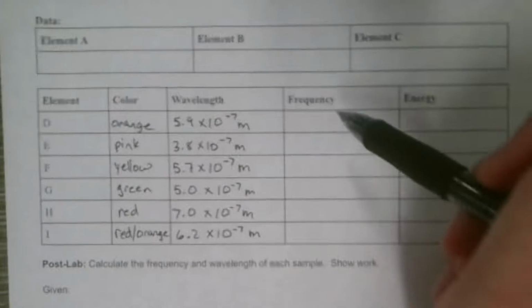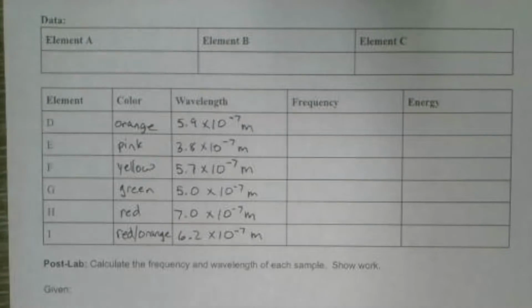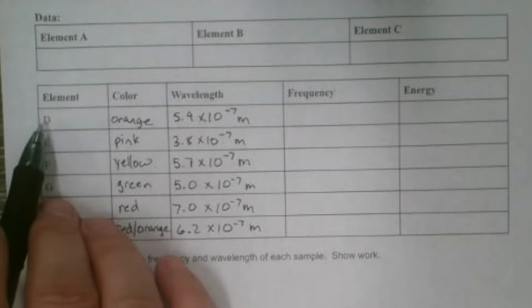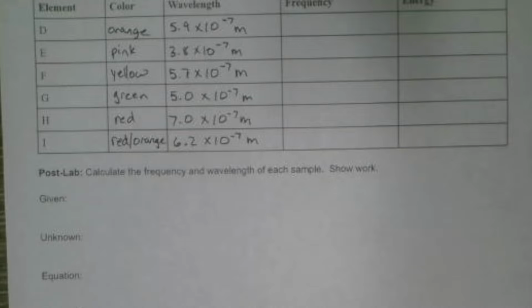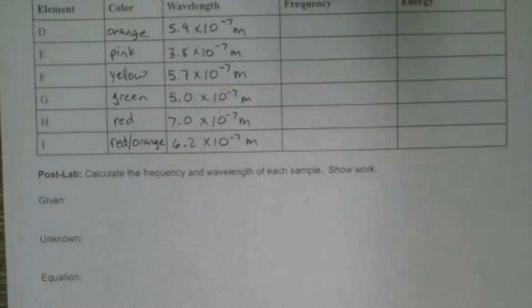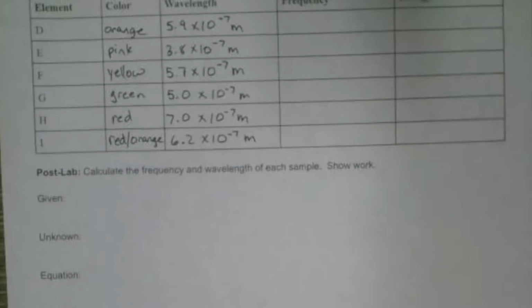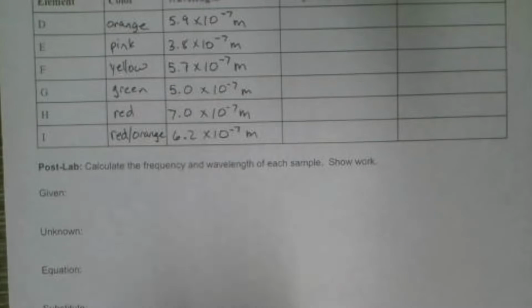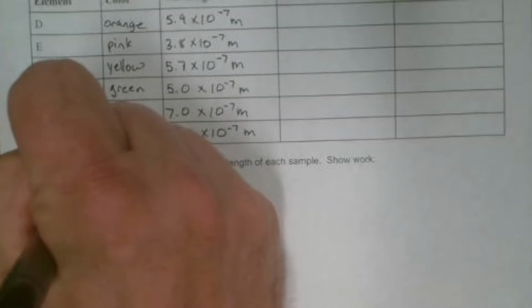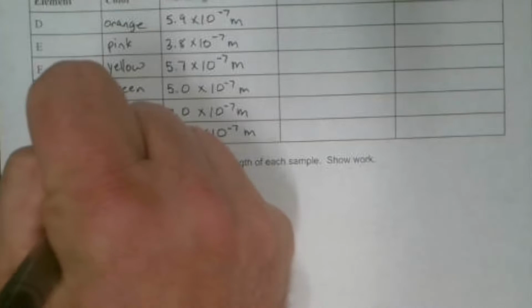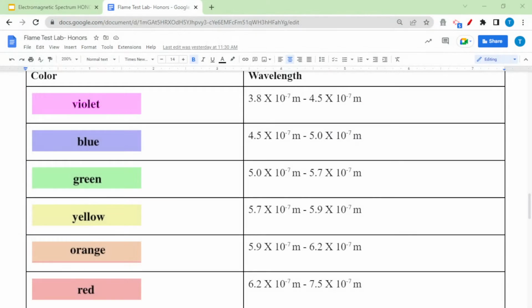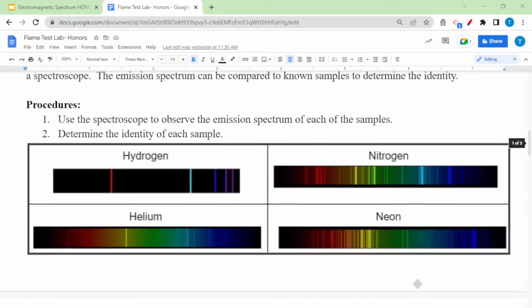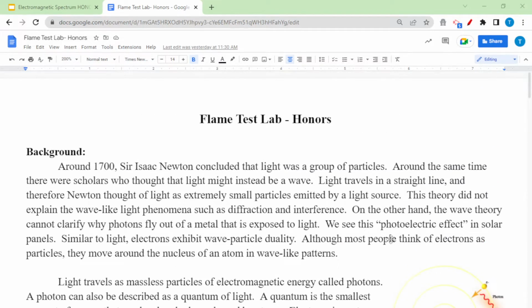So now we have to calculate our frequency and energy. And we'll start off with element D. I'm going to do element D for you, and then I want you to follow maybe not the same exact process, but at least a similar process to do E through I. So for D, first we're going to calculate the frequency. So the frequency of D. Now if you look back at the lab document, you can find everything you need over here in the background.